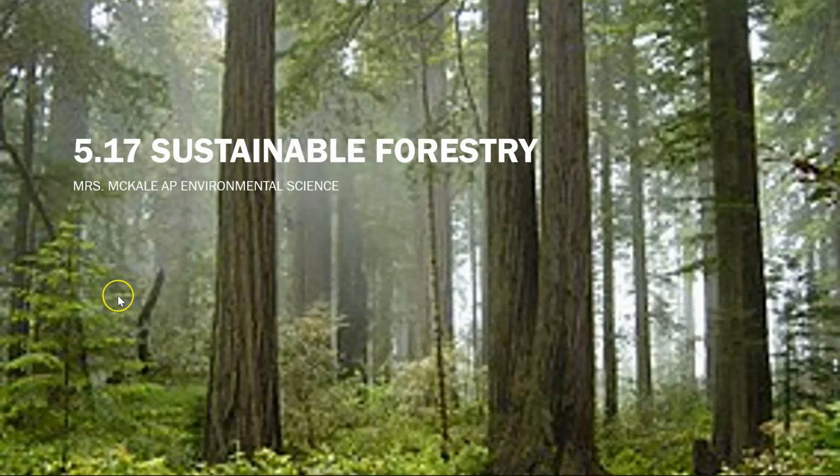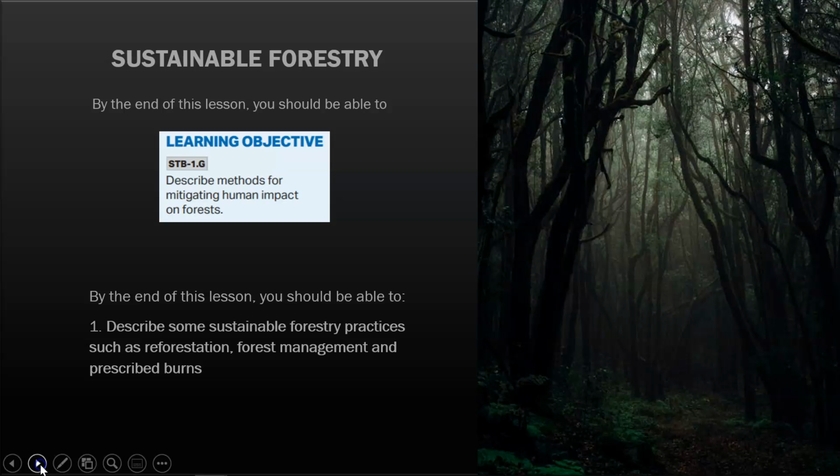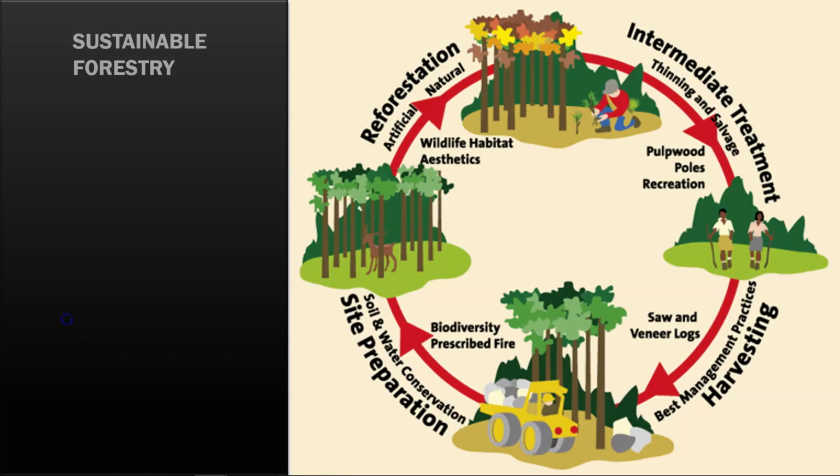This is 5.7 Sustainable Forestry. So by the end of this lesson, you should be able to describe methods for mitigating human impact on forests. To do this, we're going to describe some sustainable forestry practices such as reforestation, forest management, and prescribed burns. First, we're going to talk about what is forestry and what is sustainable forestry.